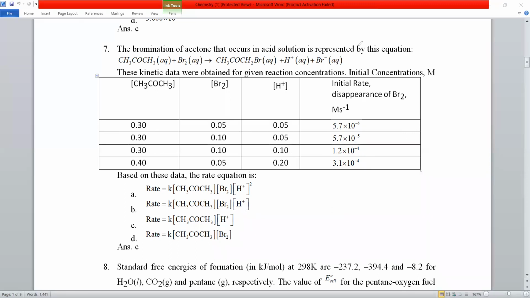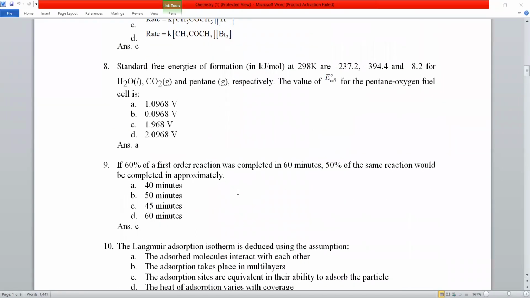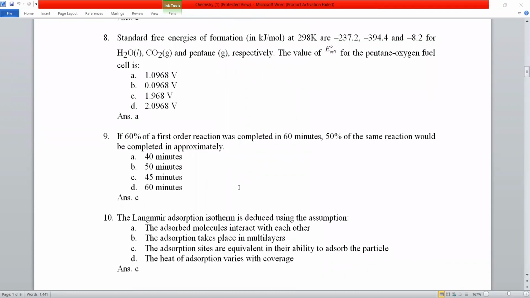Next, question number 8, students. The standard free energies of formation they have given: minus 237, minus 394, minus 8.2 for H2O, CO2 and pentane respectively. For the value of E naught cell for the pentane oxygen fuel cell they're asking. So it is a very lengthy question, students. So we have to do this.